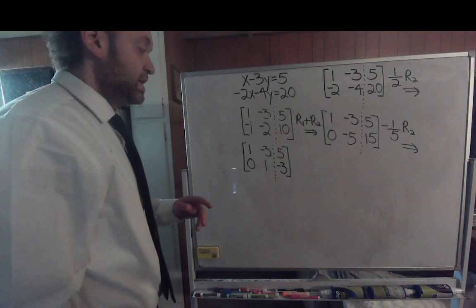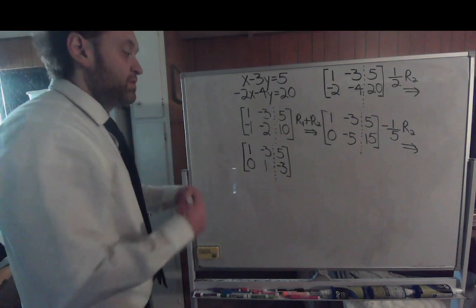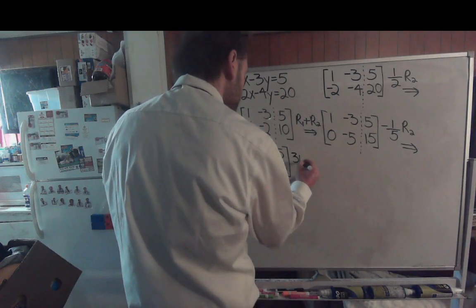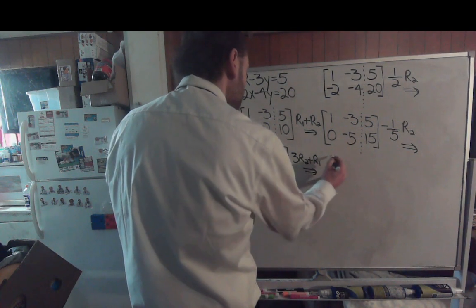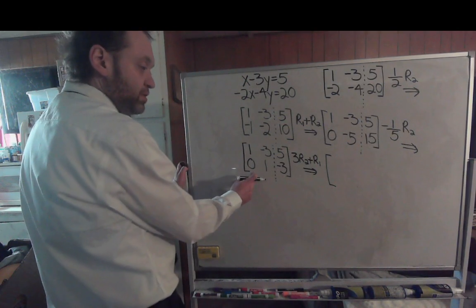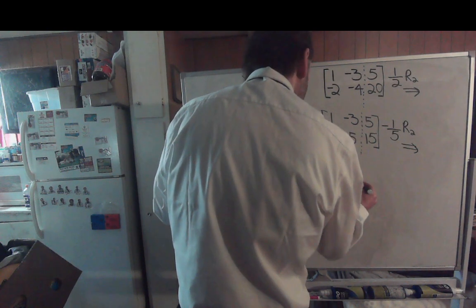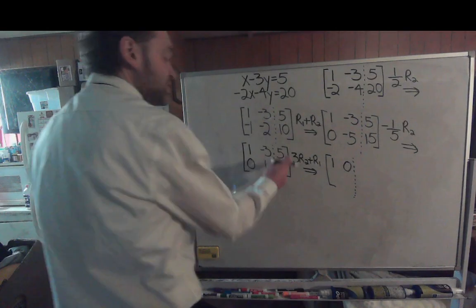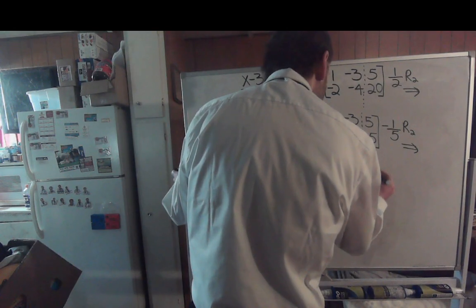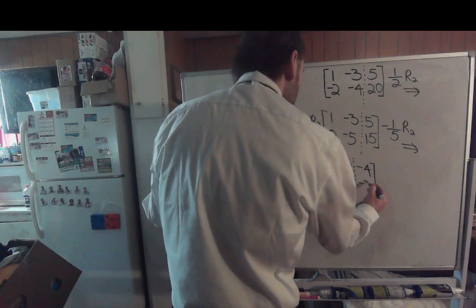Our last goal here is to make the second digit of the first row also a 0. If I take 3 times row 2 and add that to row 1, I'll be able to make that happen. So we'll go ahead and do that now. 3 times 0 is 0, plus 1 is 1. 3 times 1 is 3, minus 3 is 0. Alright, 3 times -3 is -9, plus 5 would be -4. And then you still have the second row, 0, 1, and -3.